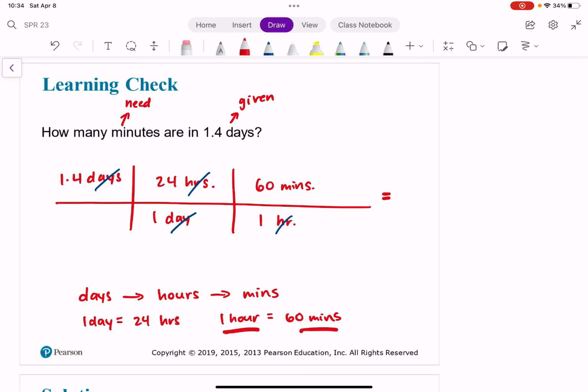1.4 times 24 times 60. So in the numerator, we're looking at 2016. And then in the denominator, we just have 1 and 1. So 1 times 1 is just 1. Let's do this again. 2016 minutes, right? Because we're left with minutes in the numerator.